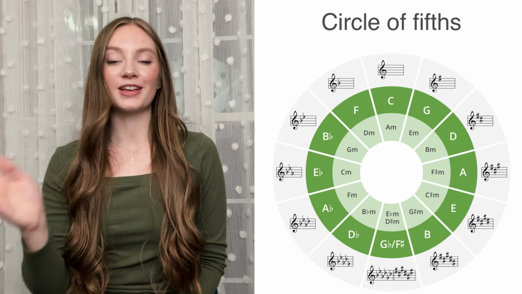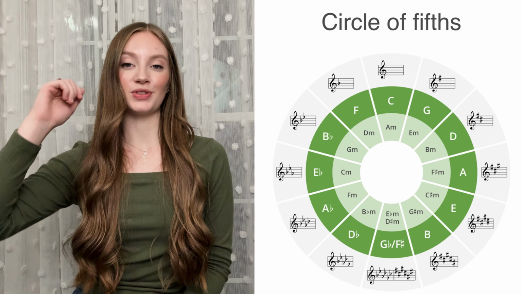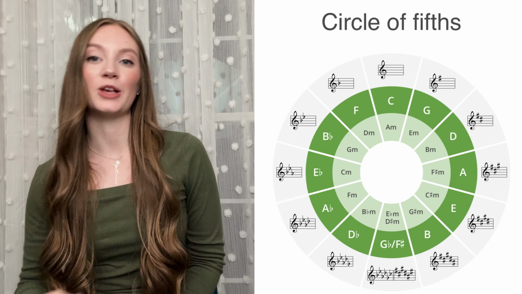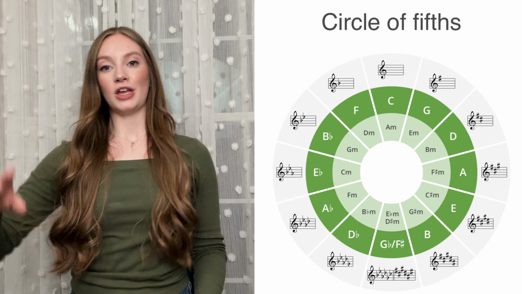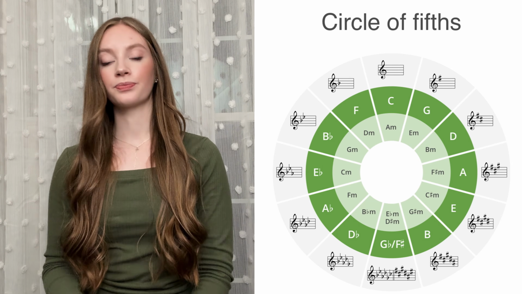You continue like this all the way down the circle. You go up 5 from D, you get the key of A, you add 1 more sharp, you add G sharp, so on, so forth. You continue and you go all the way around the circle.